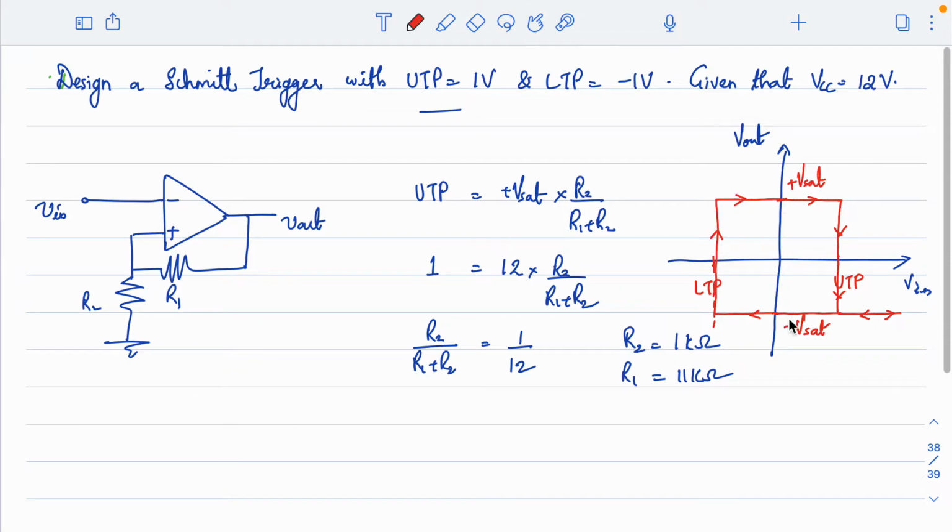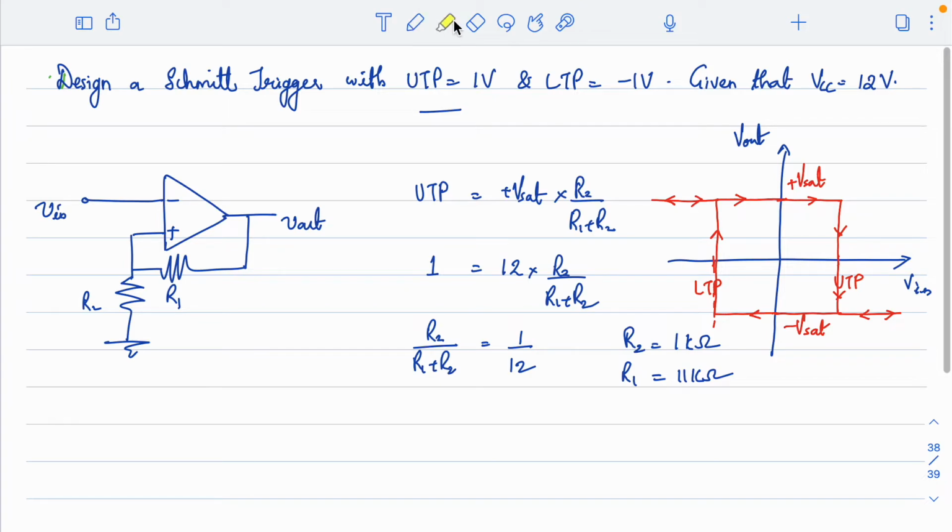Now after switching to plus Vsat, even if the input signal goes lower than that, nothing will happen, because as soon as it switches to plus Vsat, the reference voltage becomes UTP. So even if you reduce the voltage further, nothing will happen. It will continue in plus Vsat, and the next switching will happen only when the input signal crosses UTP, right? So this is how we draw the transfer characteristic of a Schmitt trigger.